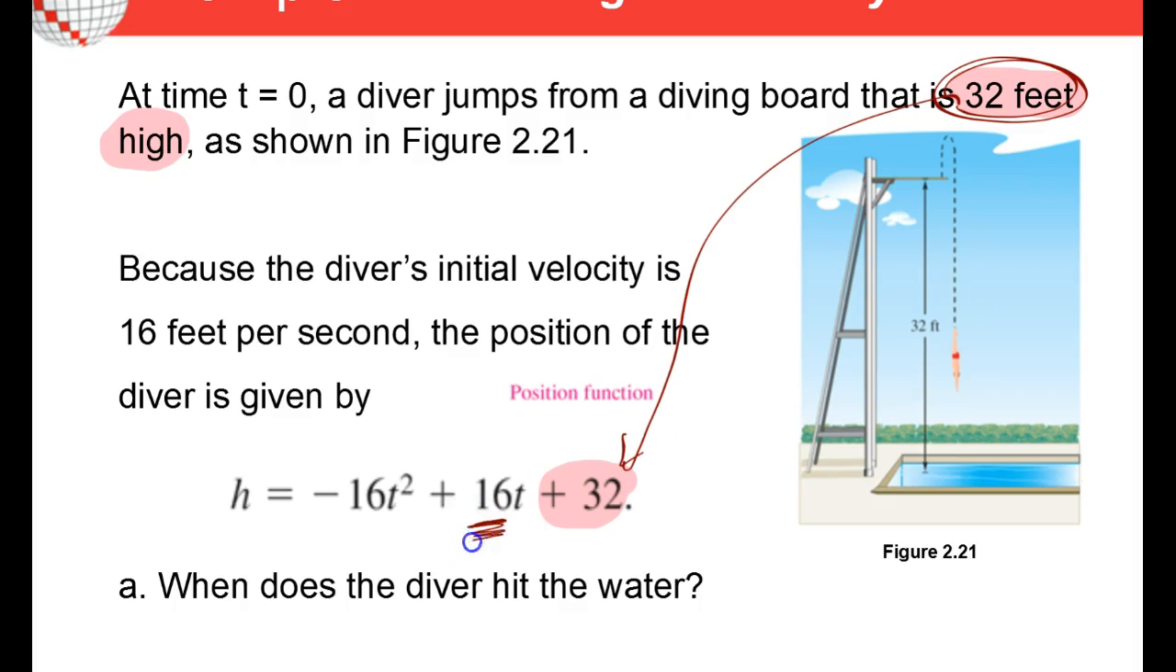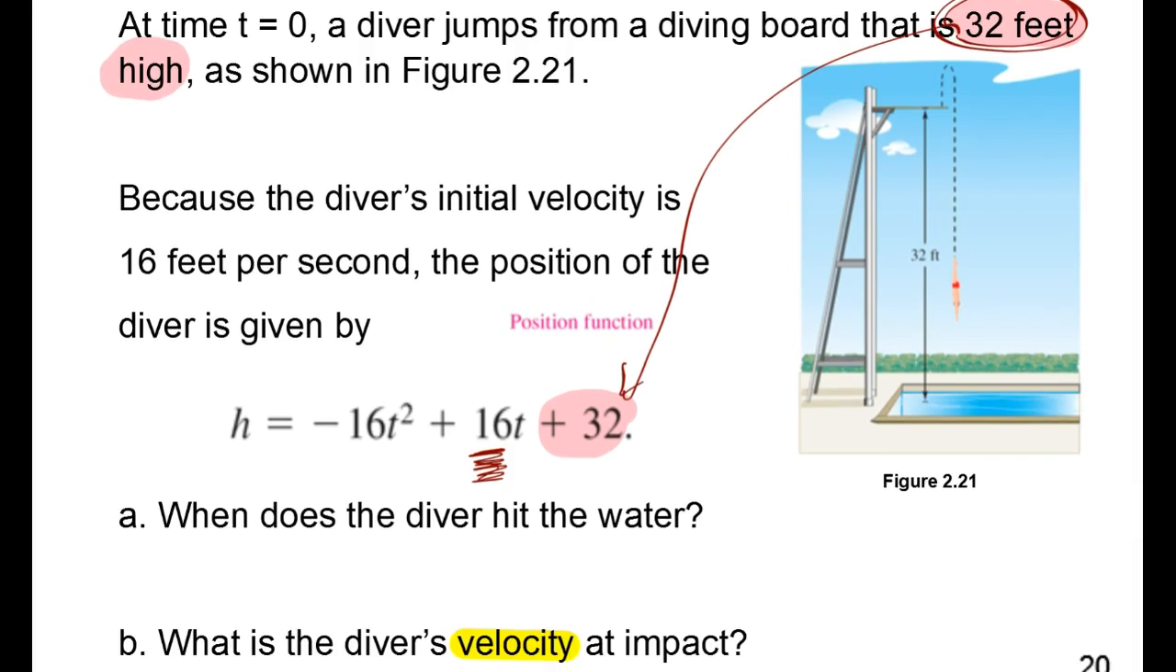Notice that his initial velocity must be 16, but the question says, when does the diver hit the water, and what is the diver's velocity? Well, let's find out when the diver hits the water first. The diver is going to hit the water when this function hits 0. And it'll probably hit 0 twice. We'll explore both those answers. So all we need to do is set the function, negative 16t squared plus 16t plus 32, equal to 0.